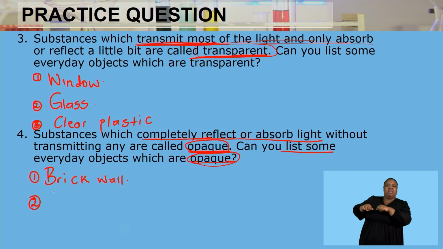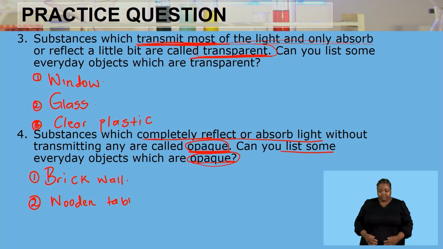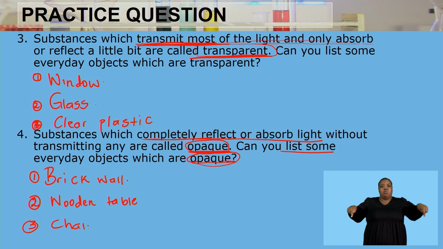We can also think of a table, not a glass table, a wooden table. At school, we can talk about a chalkboard. So these materials, we aren't able to see through them because they do not allow any light to pass through. They either reflect all of the light or absorb all of the light without transmitting any of the light through themselves.